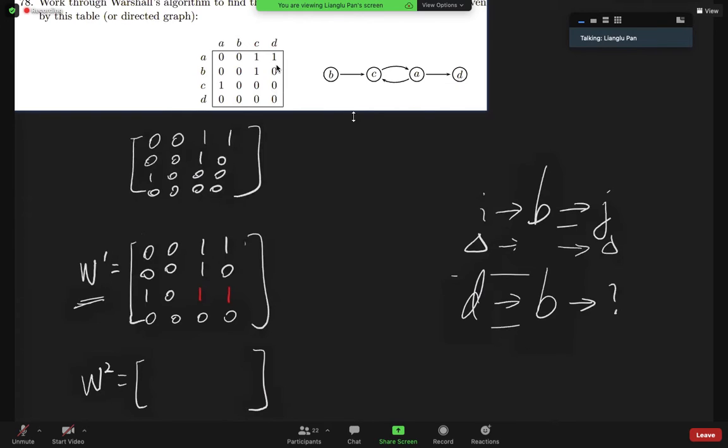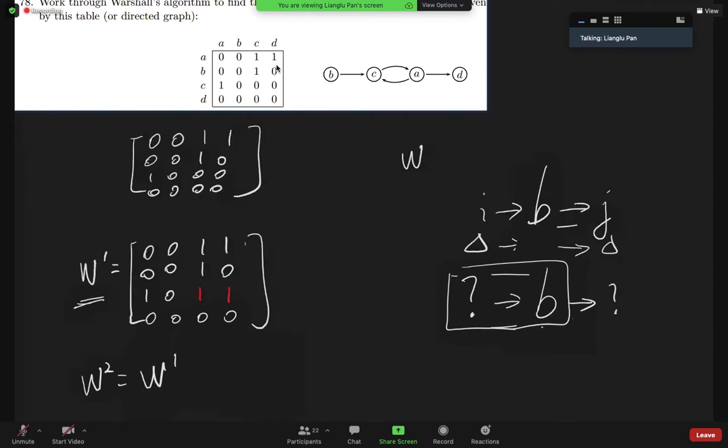And it looks like in this case, we can clearly see from the graph that B has no incoming edges. So it's impossible to have any node go through B as a stepping stone to reach any other node, because there's no way we can go from anywhere to B. So this means that we cannot do any updates here. So W2 would be the same as W1.